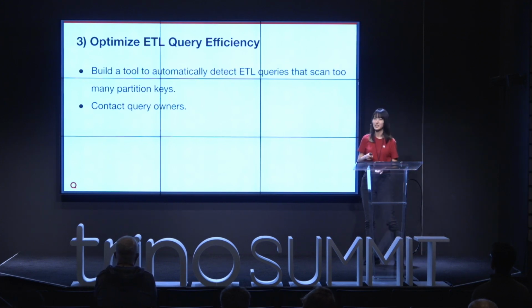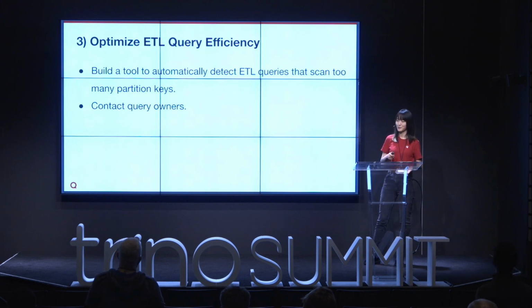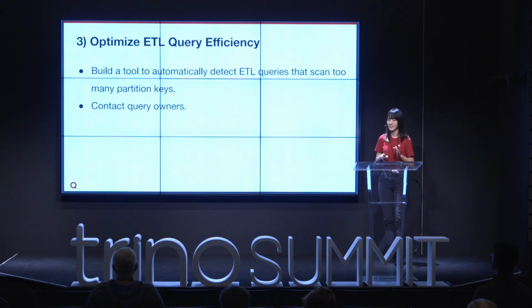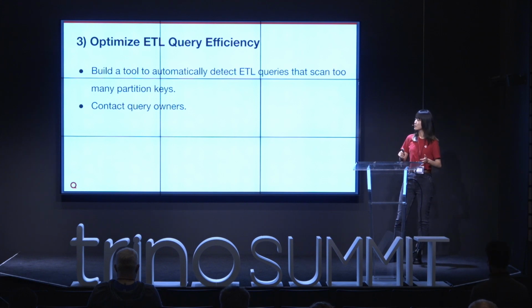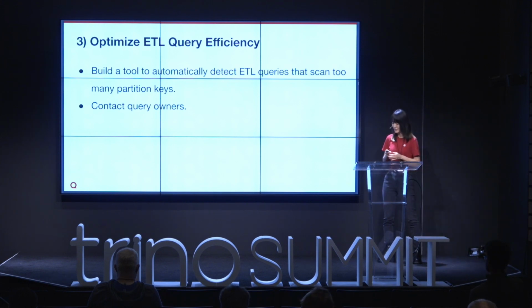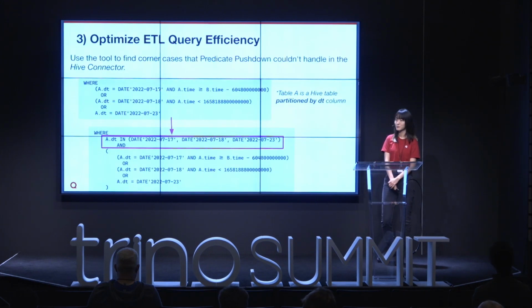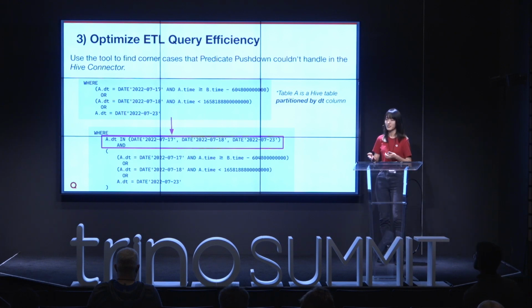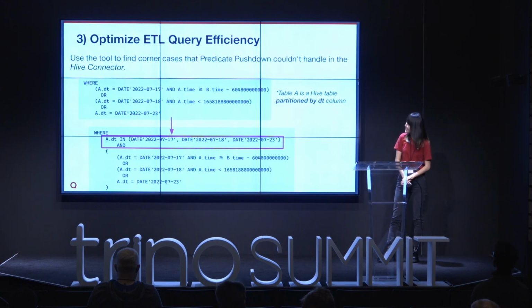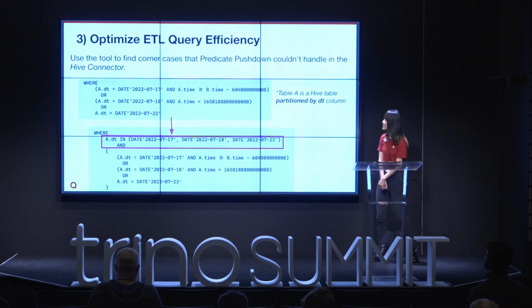However, even if we try to keep this in mind all the time, people will still forget to do this sometimes. To prevent those kinds of mistakes, we built a tool to automatically detect ETL queries that scan too many partitions. We will then contact the query owner to see if that is intentional or not. If it is not intentional, we need to optimize the query. Another reason for building this tool is to find queries that accidentally hit corner cases that predicate pushdown couldn't handle in the Hive connector.